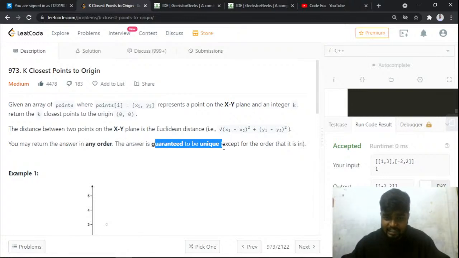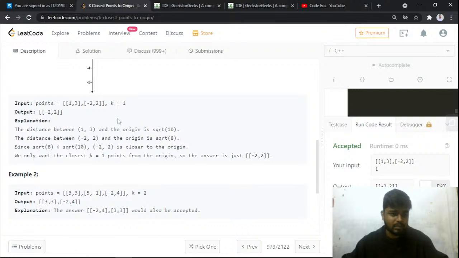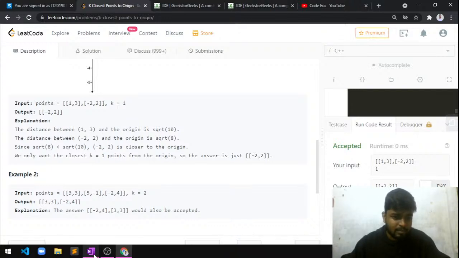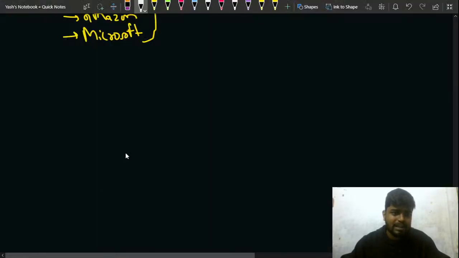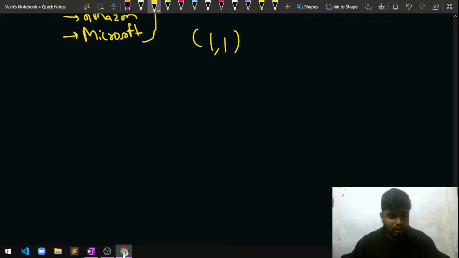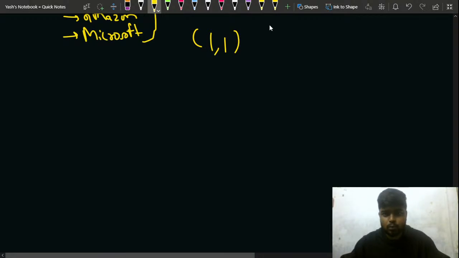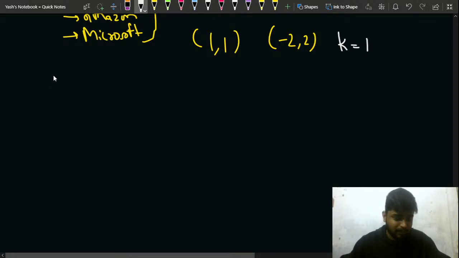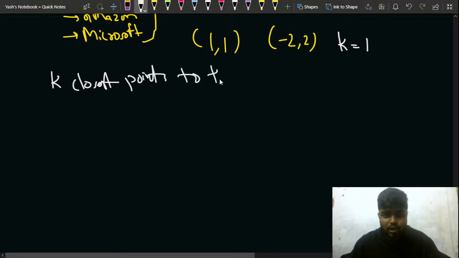The answer is guaranteed to be unique, right? So in this case, let's suppose that you have been given 1 1 and -2 2, and let's say k value is 1. So you have to find the k closest points here to the origin. This is what you have to find in this problem.